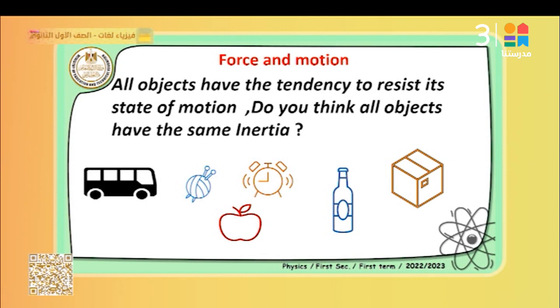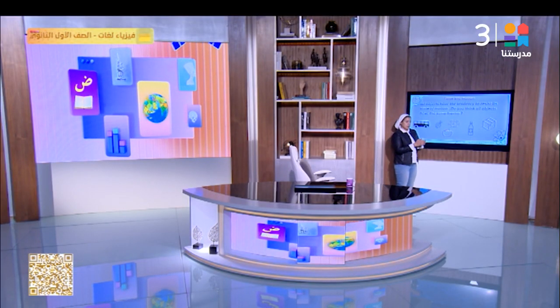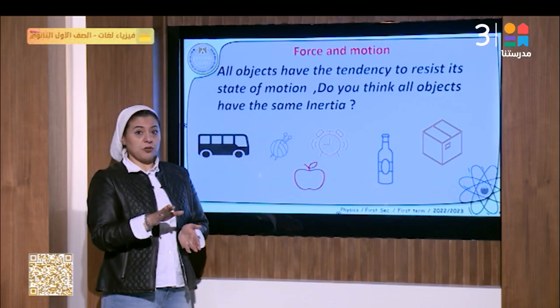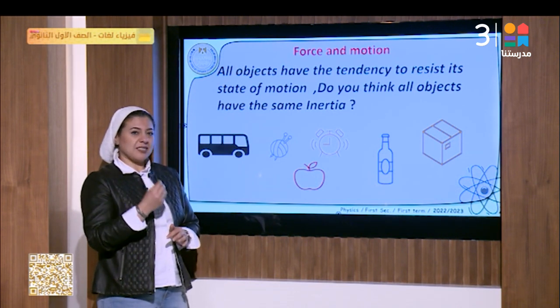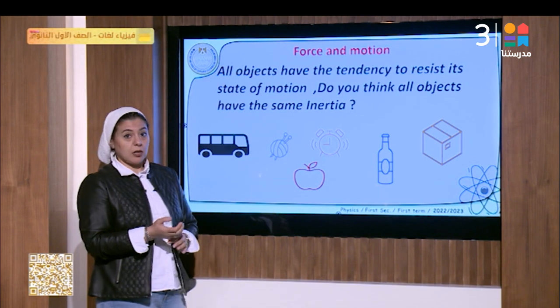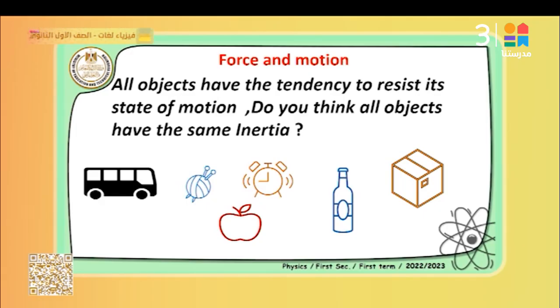Let's see some examples for inertia. As we said, all objects have the tendency to keep their state, which means all objects have inertia. But do all objects have the same ability, the same strength of inertia, or not? If you have a bus, a wall, a ball, a clock, an apple, a bottle, or a house, whatever, several different objects, do all of them have the same value or strength of inertia, the same resistance to change their state, yes or no?